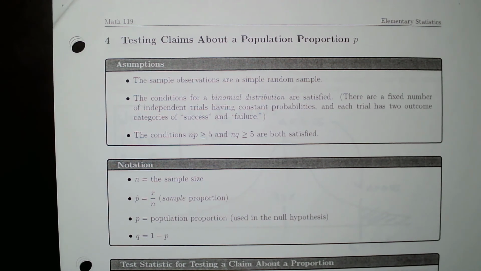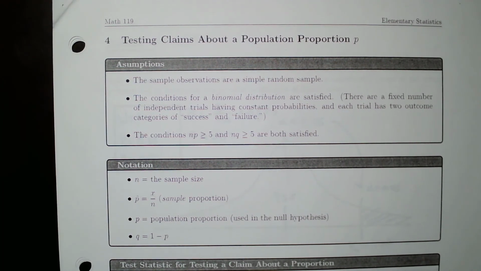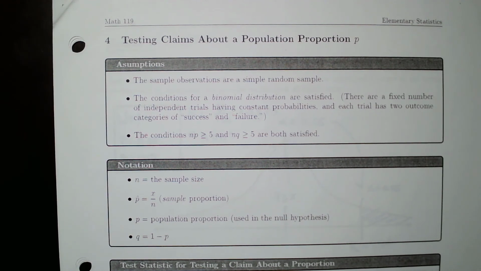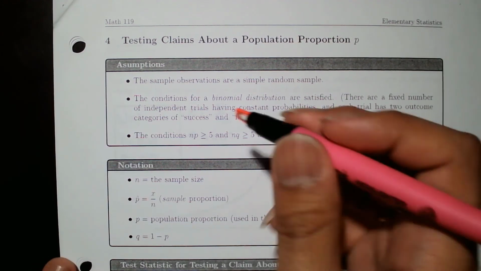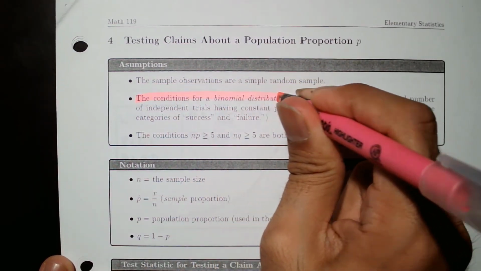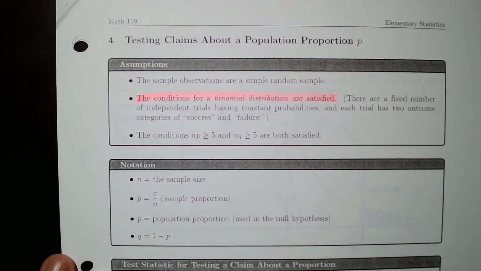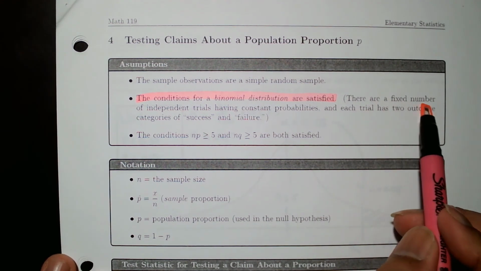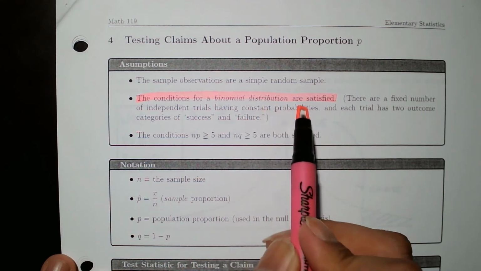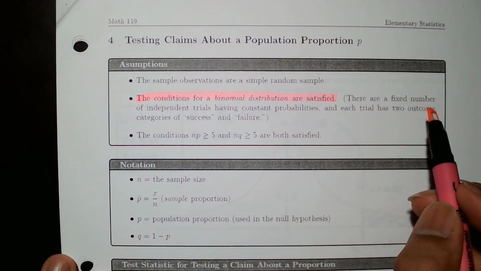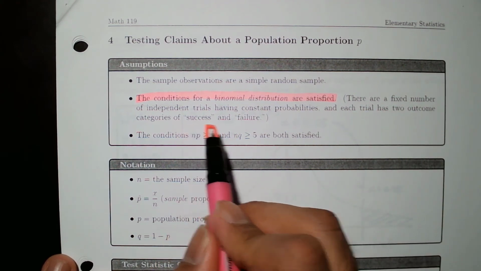So the sample observation, that's going to be our simple random sample. That means all samples are equally likely to be chosen. If you want to review those definitions, those are from our very first chapter. And then the conditions for the binomial distribution are satisfied. That is, there's a fixed number of independent trials having constant probabilities, and the outcomes are two, which is either success or failure.